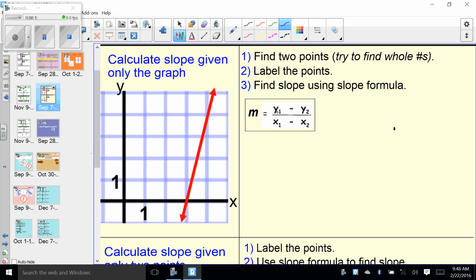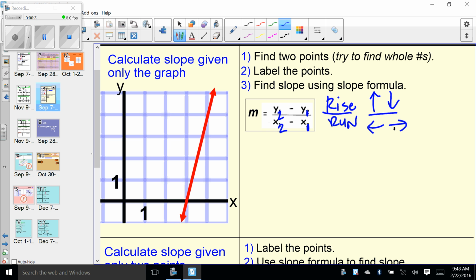So let's go ahead first and fix this formula. We're going to switch these up because that's not the way I like to write it. So we're going to go ahead and say y2 minus y1 divided by x2 minus x1. Keeping in mind that really is measuring the rise divided by the run. So our up and down movements are on top, our left and right movements are on the bottom.